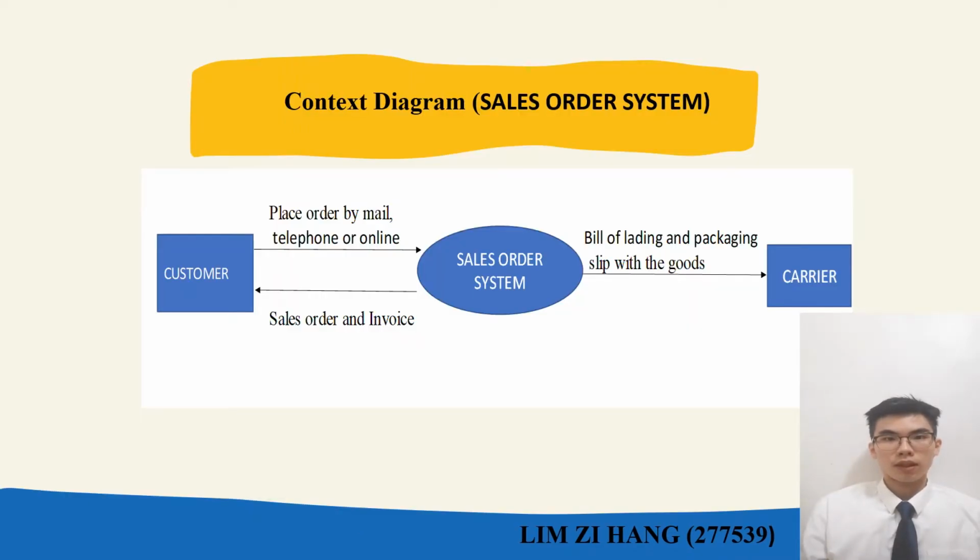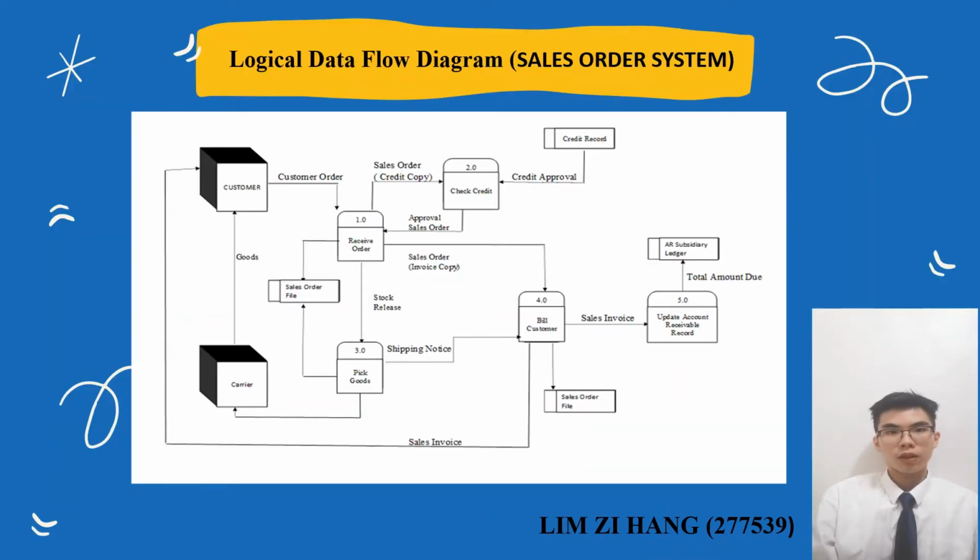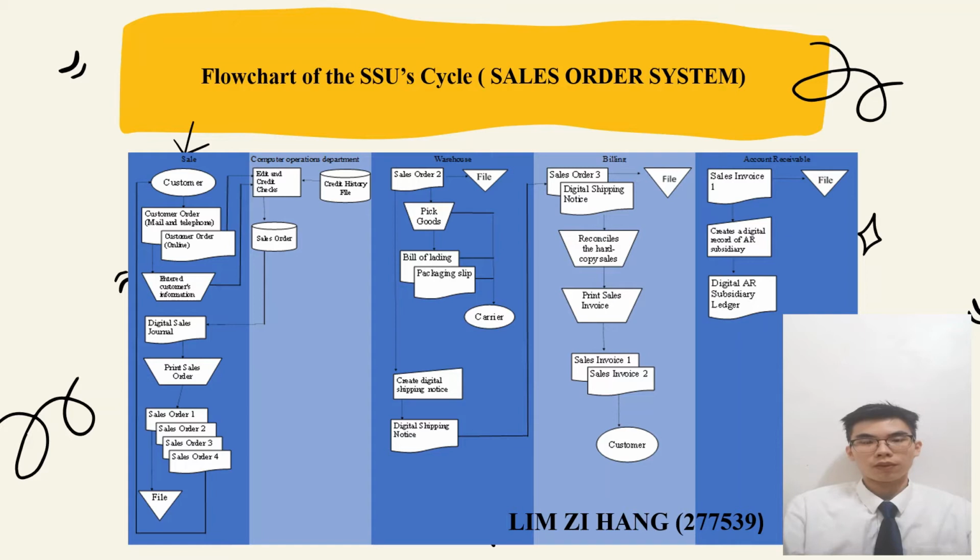This is the context diagram for the sales order system, which involves the customer and the carrier. This is the logical data flow diagram of the sales order system, which uses the information from the table of entities and activities. This is the flowchart of the successful uniform cycle of the sales order system, and it also uses the information from the table of entities and activities.